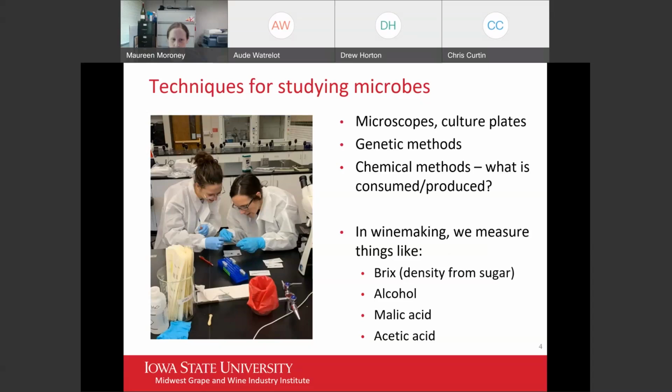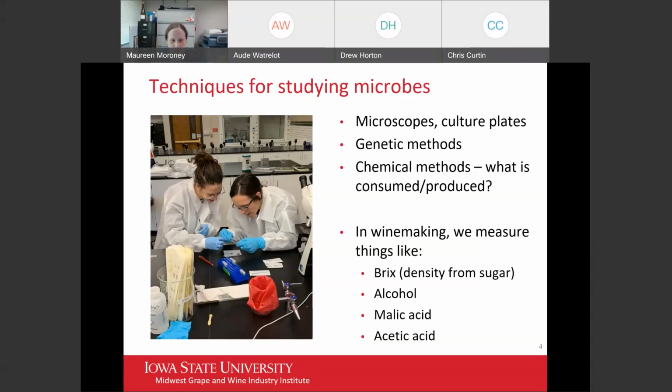So, in addition to doing stuff with a microscope, doing stuff on plates, maybe even doing genetic testing, where we're finding out what types of genes are present in the wine so we can relate that back to the microbes, beyond all of that, we can measure the chemicals that are being consumed or produced by the microbes. So that means focusing on the metabolic processes of those microbes.